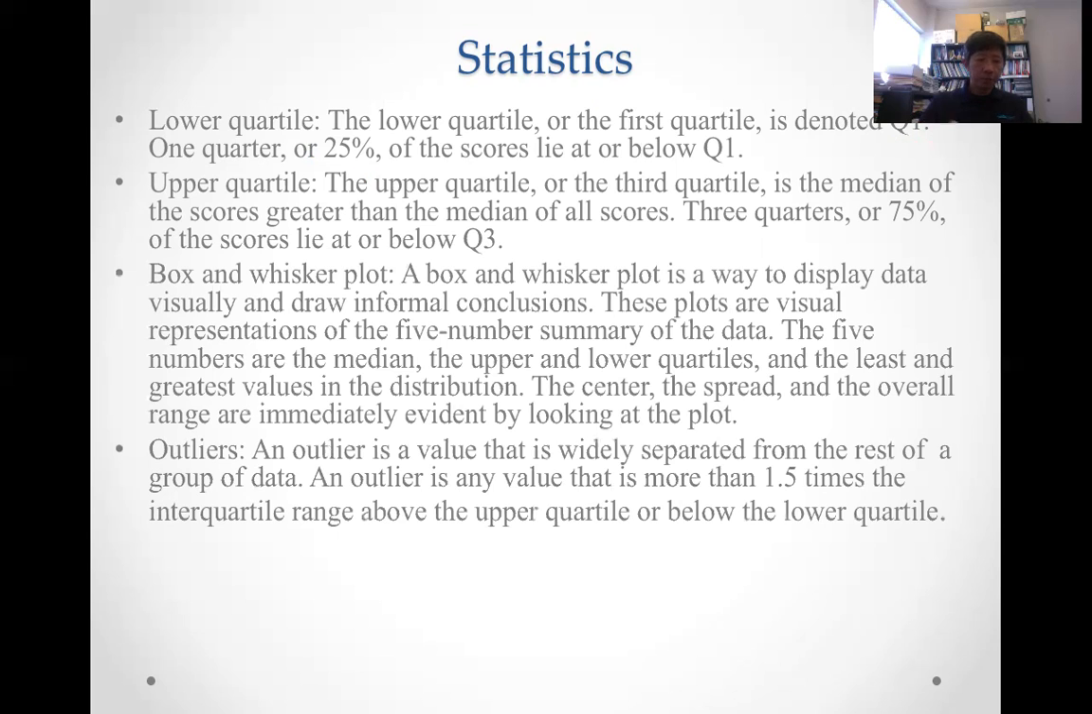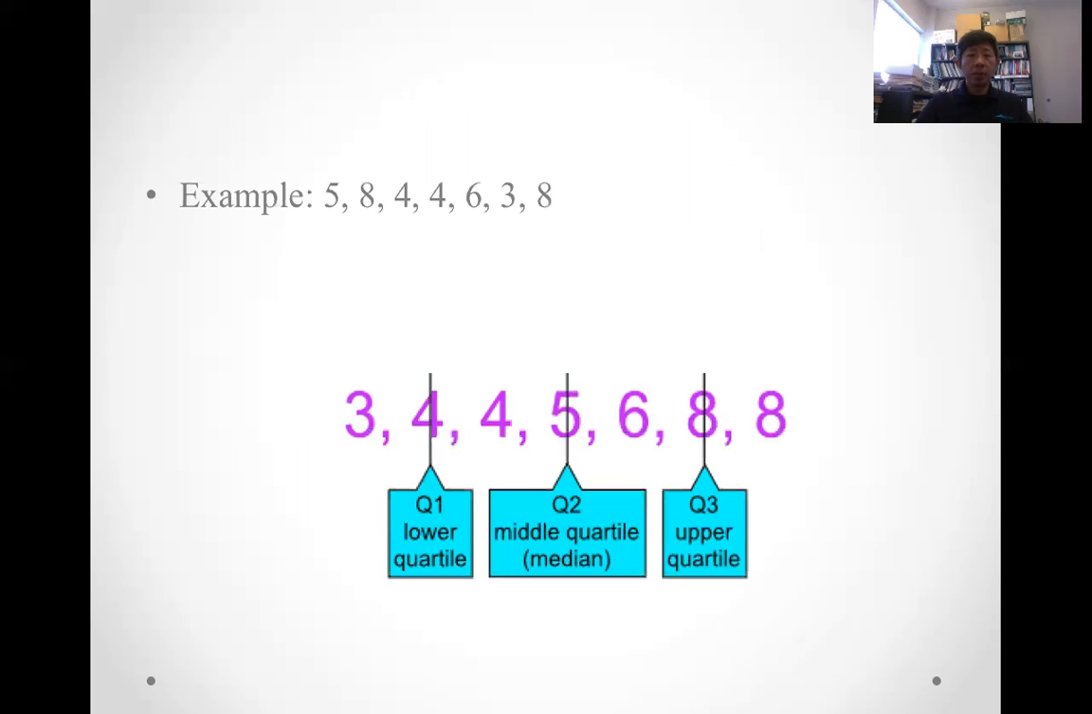So now, let me give you an example. Here is the data set: 5, 8, 4, 4, 6, 3, 8, okay? What's Q1? Basically, we have to sort the data from the least number to the greatest number, right? Next, we find the middle number. The middle number is 5. This is the median we talked about earlier, and we also say this is Q2, okay?